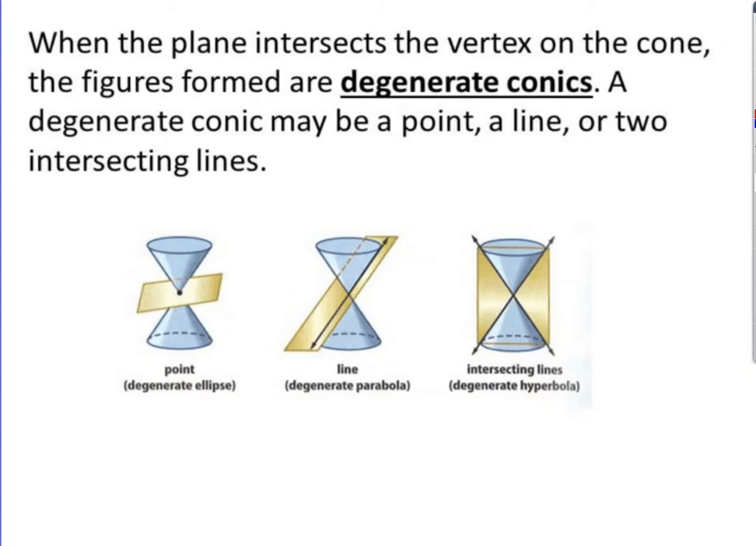When the plane intersects the vertex on the cone, the figures that are formed are degenerate conics. So a degenerate conic can be a point, a line, or two intersecting lines. If I cut straight in between where the two cones touch, it's going to give me a point. If I cut it on that diagonal, it'll just give me a straight line. And if I cut it right down through the center, it would give me two intersecting lines.